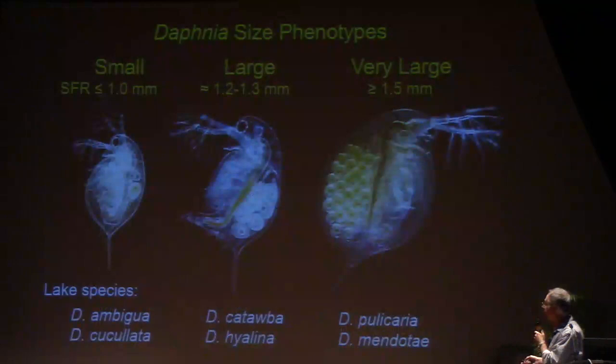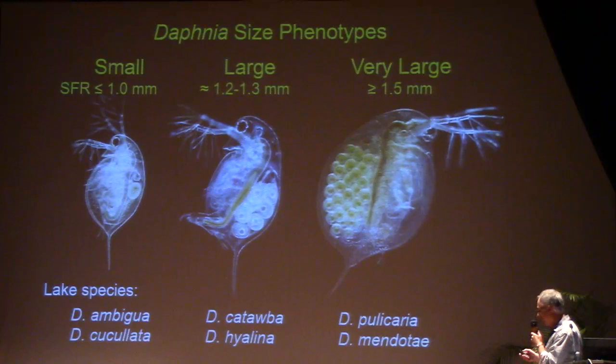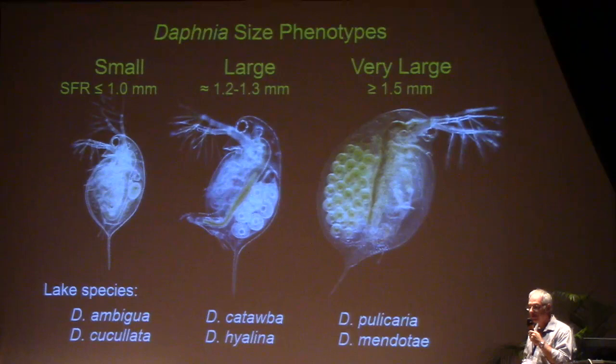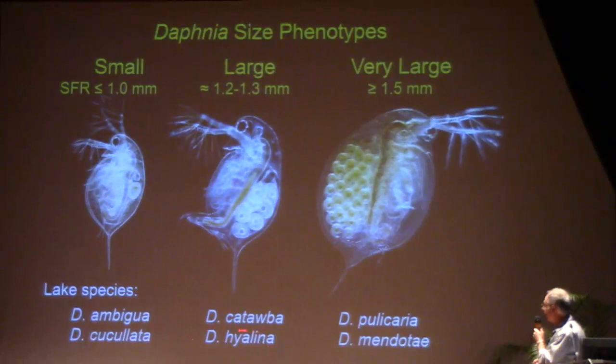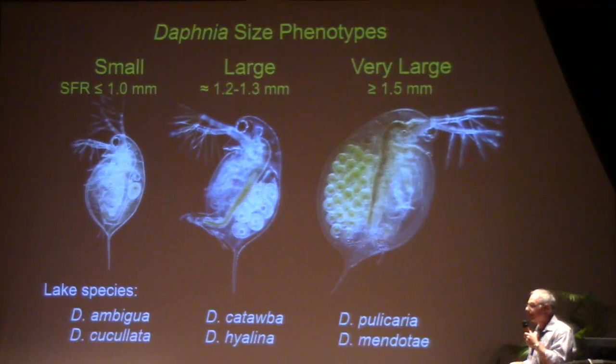So what I've done is to divide up Daphnia into three size classes here. Very small Daphnia, whose size at first reproduction is less than or equal to 1 millimeter. Large Daphnia, where size at first reproduction is 1.2 to 1.3 millimeters. And very large Daphnia, which are very, very large. We're not going to talk about these because they're so large that cyclopoids have very little impact on them. So we're going to be focusing on small and large Daphnia, which would include Daphnia ambigua, a North American species, and Daphnia cucullata, a European species, for small Daphnia, and Daphnia catawba, again a North American species, and Daphnia hyalina, a European species.